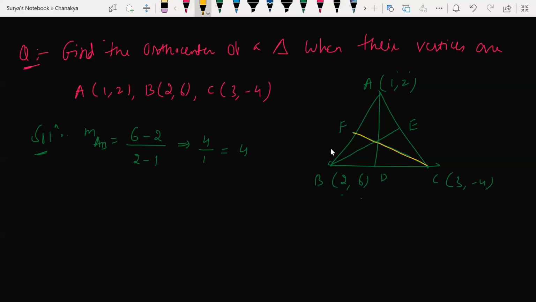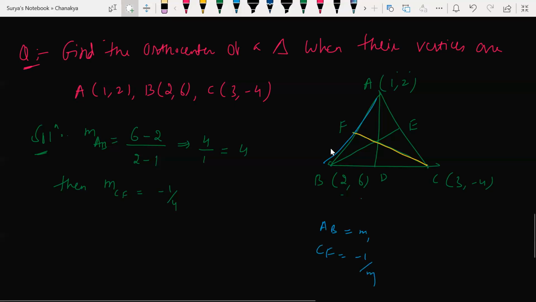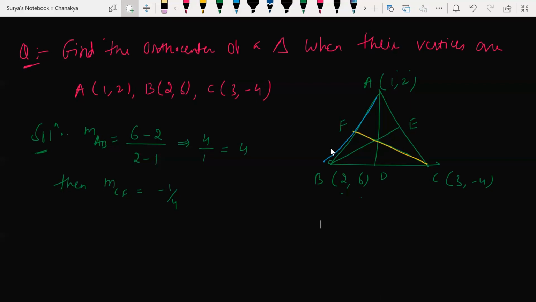Now slope of CF is going to be what? -1 by 4, or not? Very simple, because it is perpendicular. Just now I told. For suppose, slope of AB is m. Slope of AB, let's say that is equal to m1. Slope of CF is going to be what? -1 by m1. That's it. You understand my point? Because both are perpendicular.